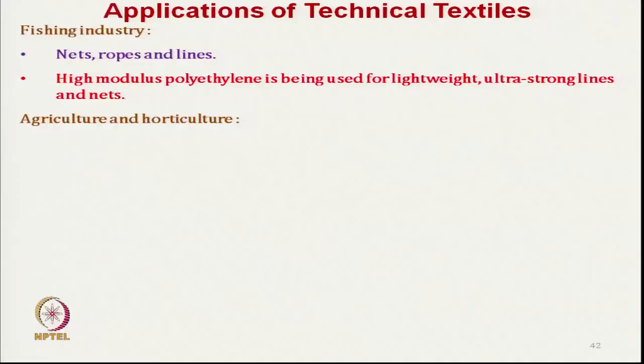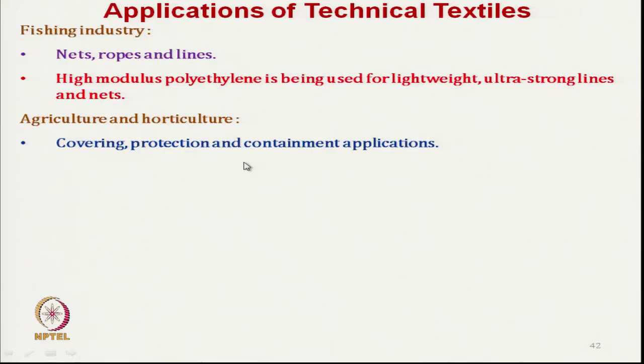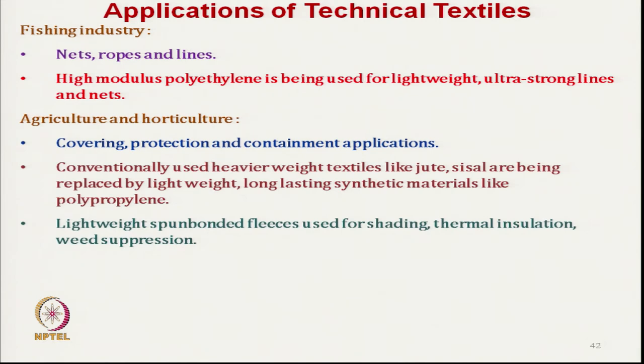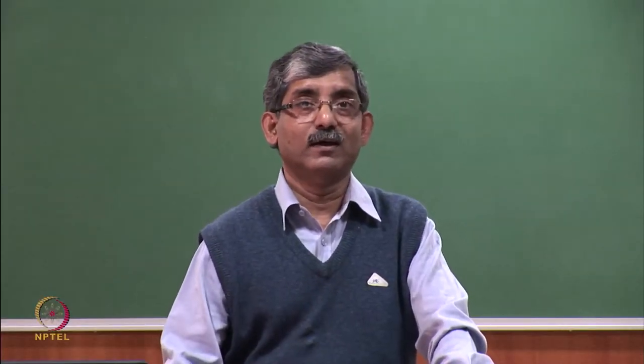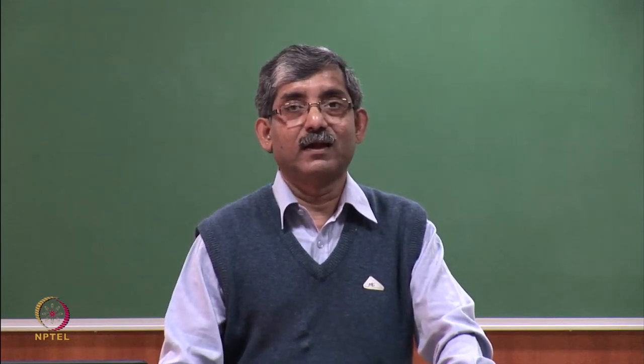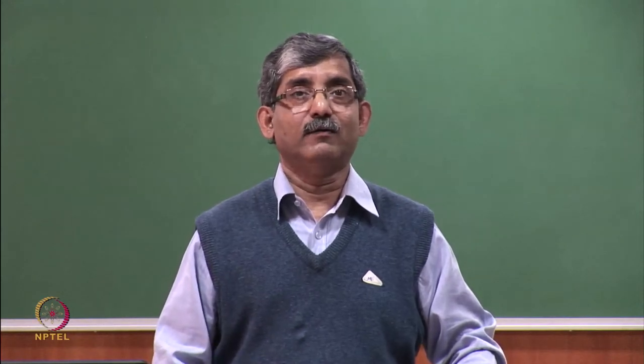In agriculture and horticulture, we use technical textiles in wide areas like covering and protection and containment application. Conventionally we use heavyweight textiles like jute and sisal, which are replaced with lightweight materials like polyethylene and polypropylene. Lightweight spun bonded fleece is used for shading, thermal insulation and weed suppression. Basically, where weeds are coming along with the actual plants, if we cover the area with this type of fabric, keeping the other zone ready for the plants, the weed will get suppressed and effectively die.